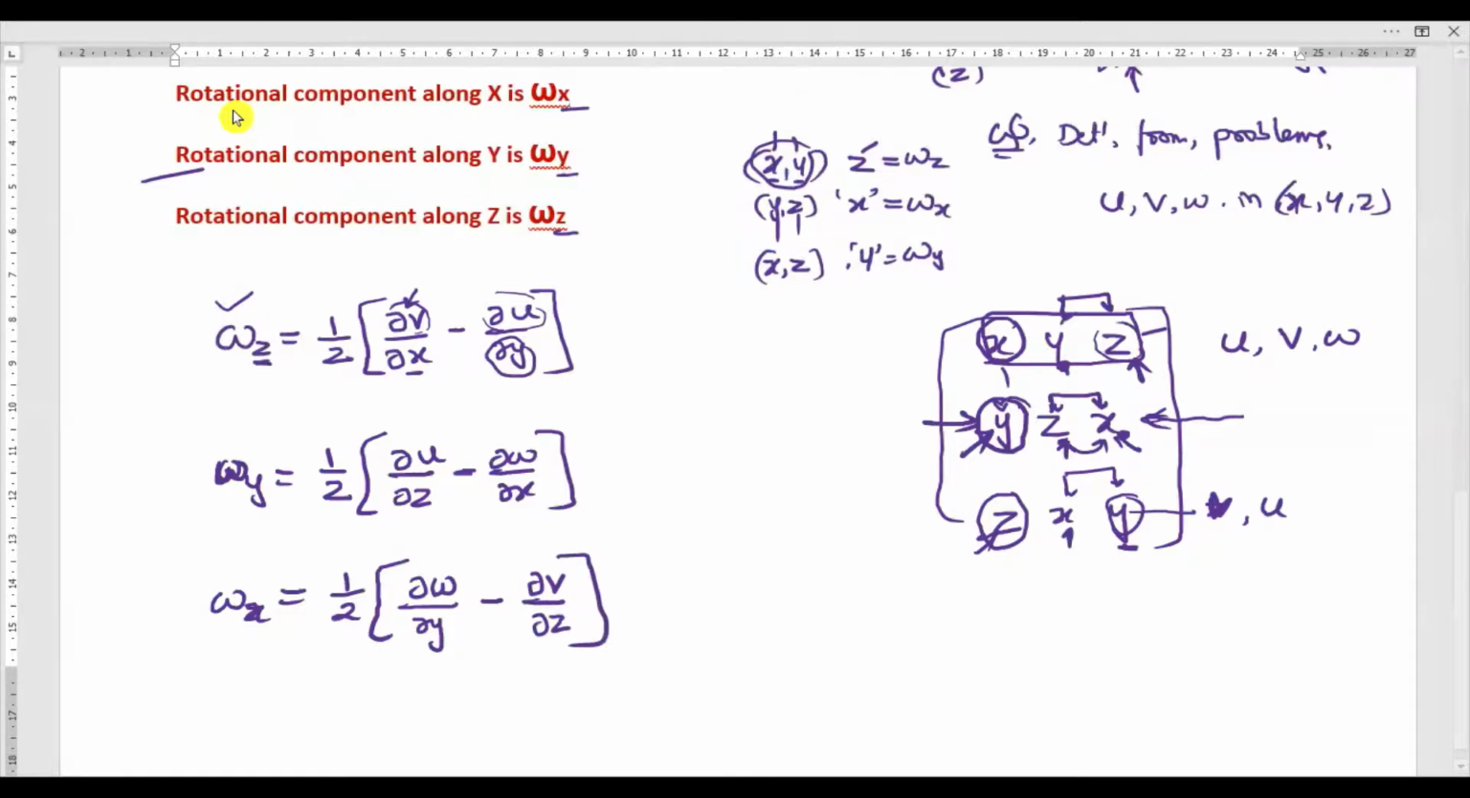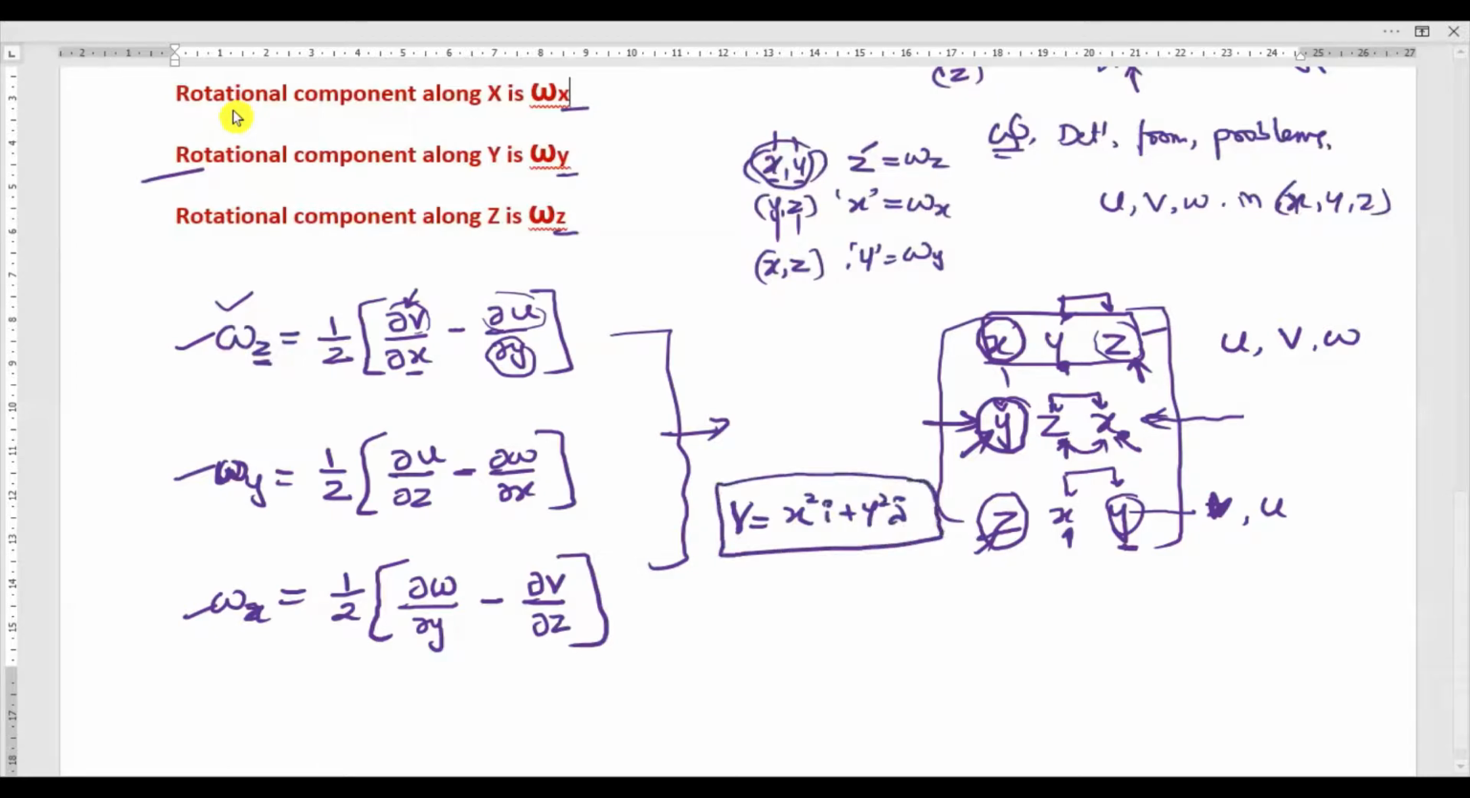So these are the three equations. This is how you write the equations of the rotational component along Z, Y and X. Okay, so these three equations will help you in solving numericals on fluid kinematics. So what is the type of numericals? For example, he will give one function, for example velocity V is equal to some x square i plus y square j, like this. This is one statement. Velocity is a function of x plane and y plane.